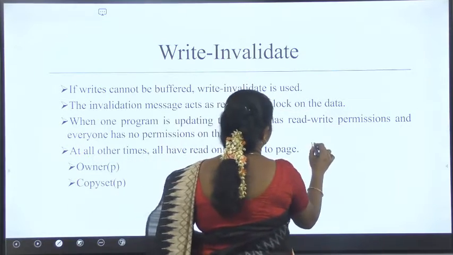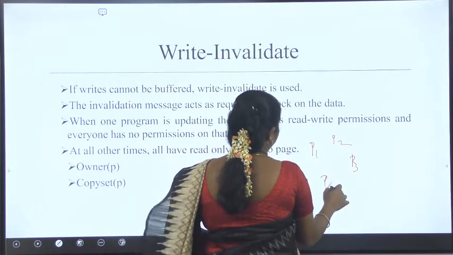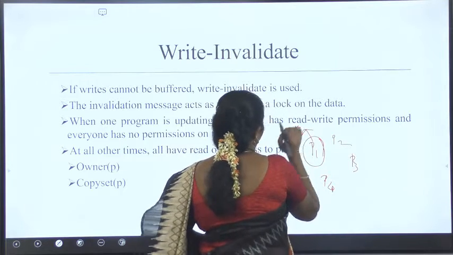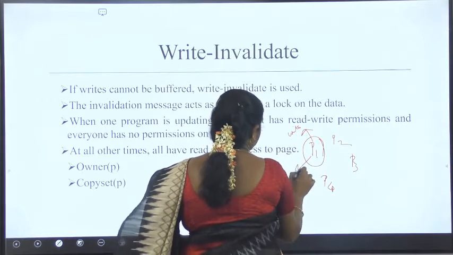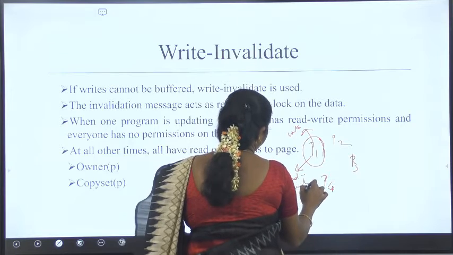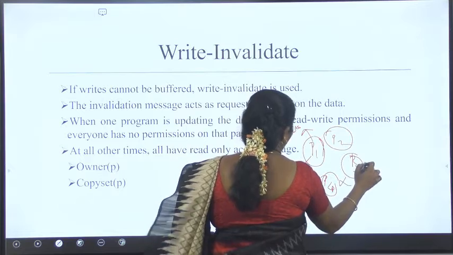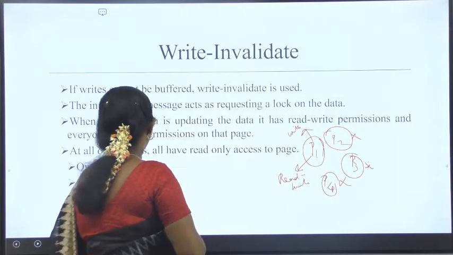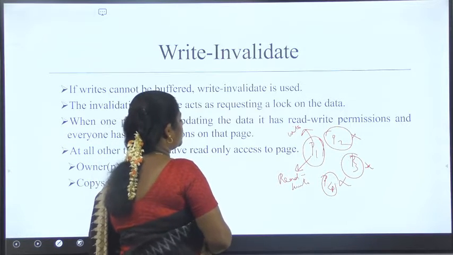That means, see, this P1 wants to write. In that case only this process P1 has read-write access, read-write permission. The remaining processes don't have permission at all to access the particular data. Even if they want to read, they don't have access. So that is what write invalidate is.